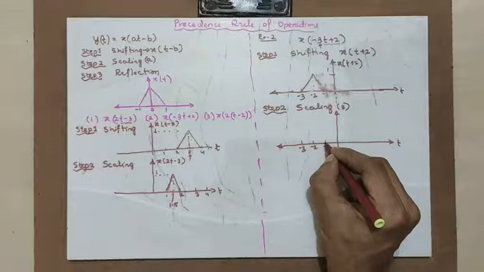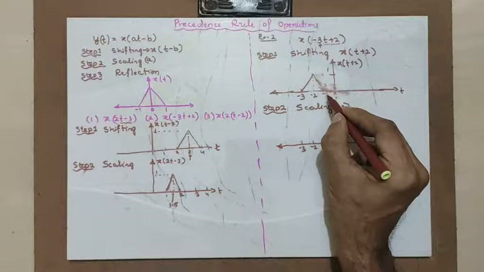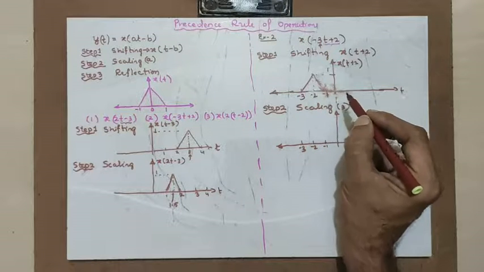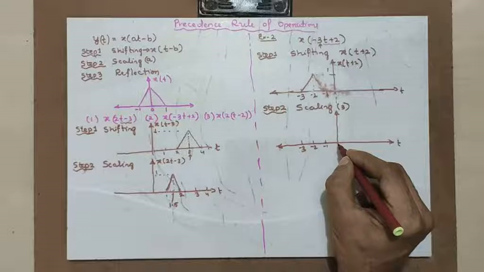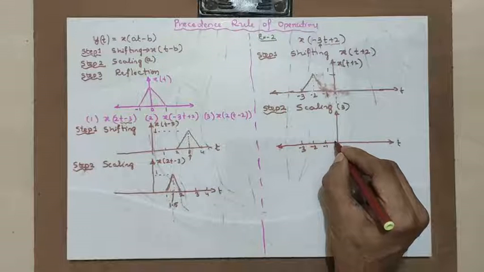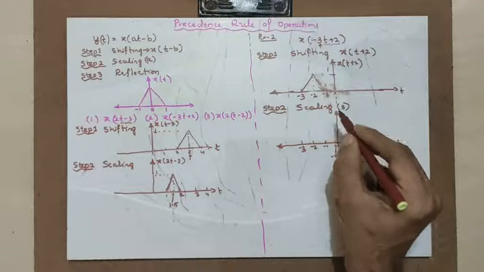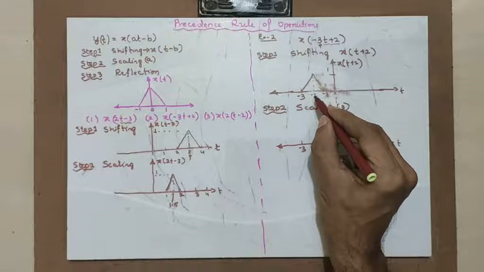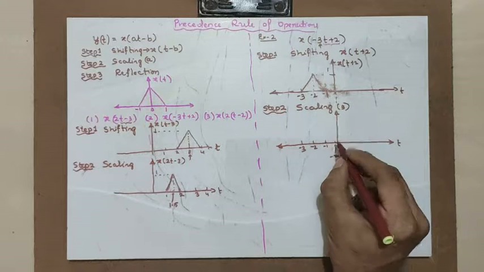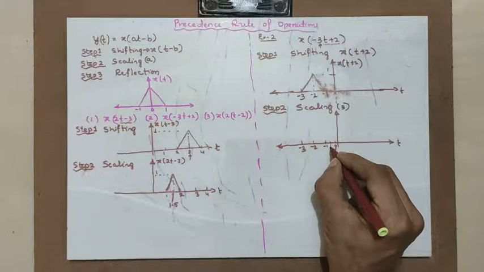Minus 1 point. Here it came. What about the minus 1 point? The minus 1 point came to minus 1 by 3. Minus 1 by 3 means what? Minus 0.333. What about the minus 2 point? The minus 2 point shifted to minus 2 by 3.